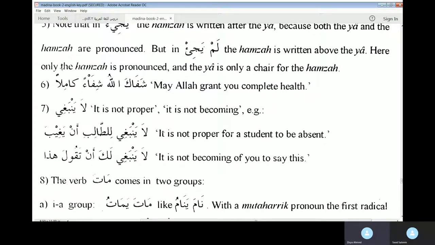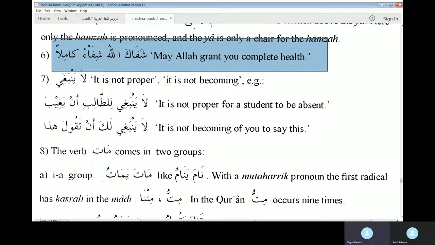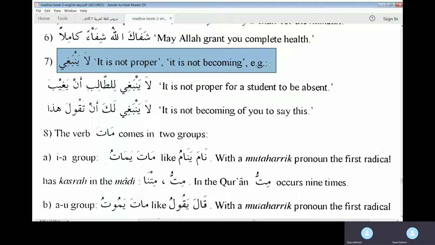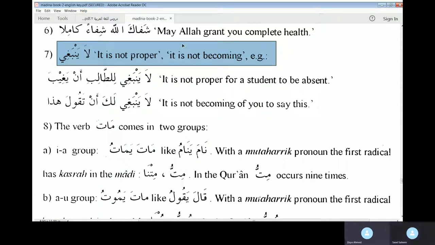Shafaq Allah shifa'an kamilan. May Allah grant you complete health. La yambaghi, it is not proper, it is not becoming. La yambaghi lil talibi an yaghib. It is not proper for a student to be absent. It is not becoming of you to say this.